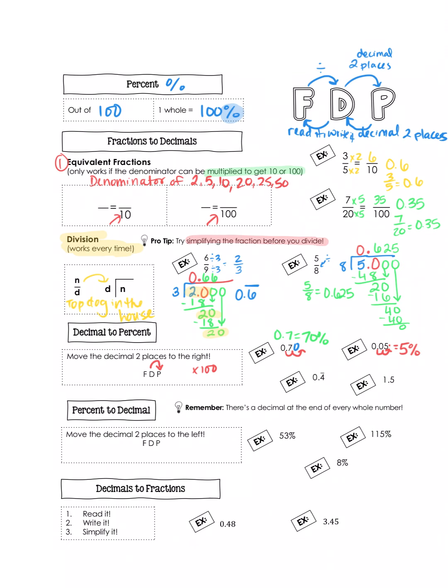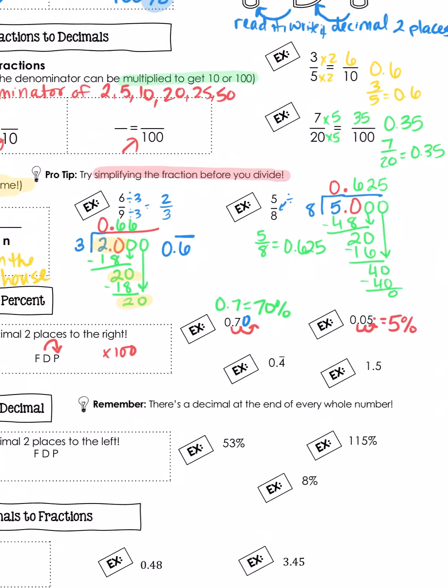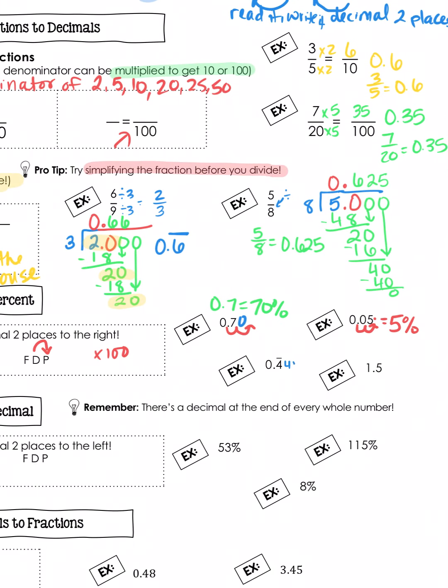This next one, a little bit trickier. You have 0.4 repeating. Okay, that 4 just keeps going on and on and on, right? So what that means is I'm going to take that decimal and move it 2 places, but then I have 44.44444444. So I'm going to say 44.4 repeating percent.